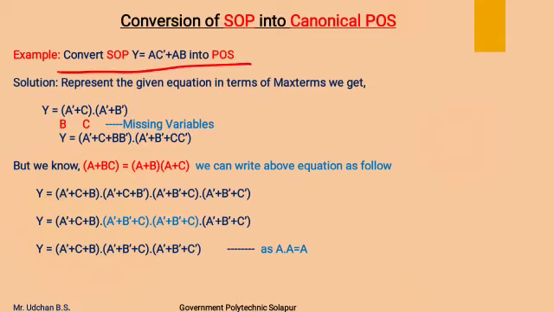First example is we have to convert the SOP expression, that is y equal to AC bar plus AB, into POS form. We have already studied how to convert a standard SOP to canonical SOP and a standard POS to canonical POS. But this is a different conversion, that is here we have to convert standard SOP to canonical POS.